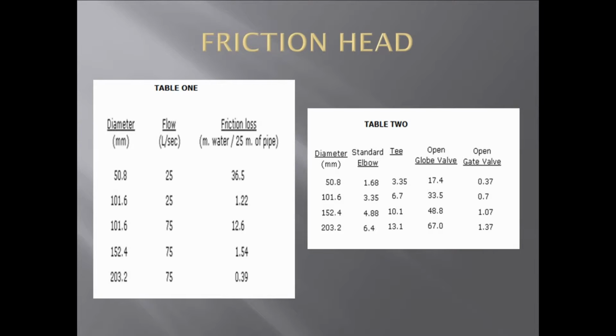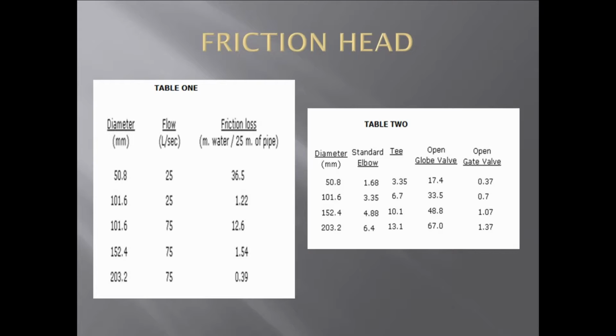Let's first look at Table 2. Table 2 gives us the length of straight pipe of the same diameter that would have the exact friction head as a certain fitting. This is called the equivalent pipe length of the fitting. For example, Table 2 tells us that for a 101.6 millimeter diameter pipe, a standard elbow, which is one of 90 degrees, would have the same friction head as 3.35 meters of 101.6 millimeter straight pipe. And we can see here, if we go down to the pipe size and we go over to the standard elbow size, which is 3.35 meters of pipe length for every standard 90-degree elbow.